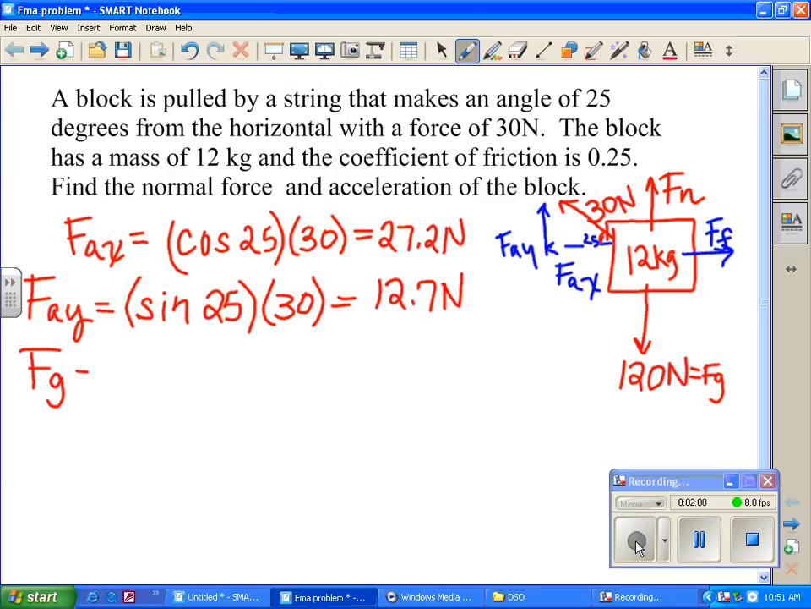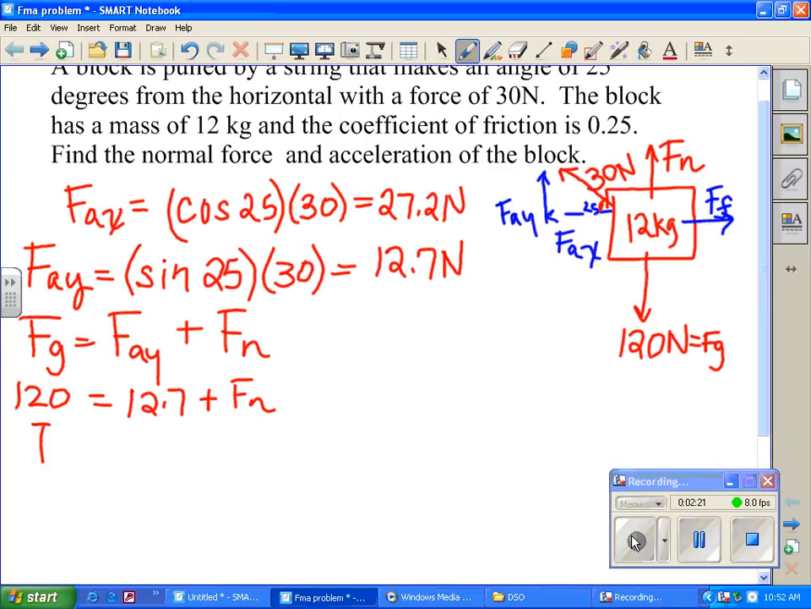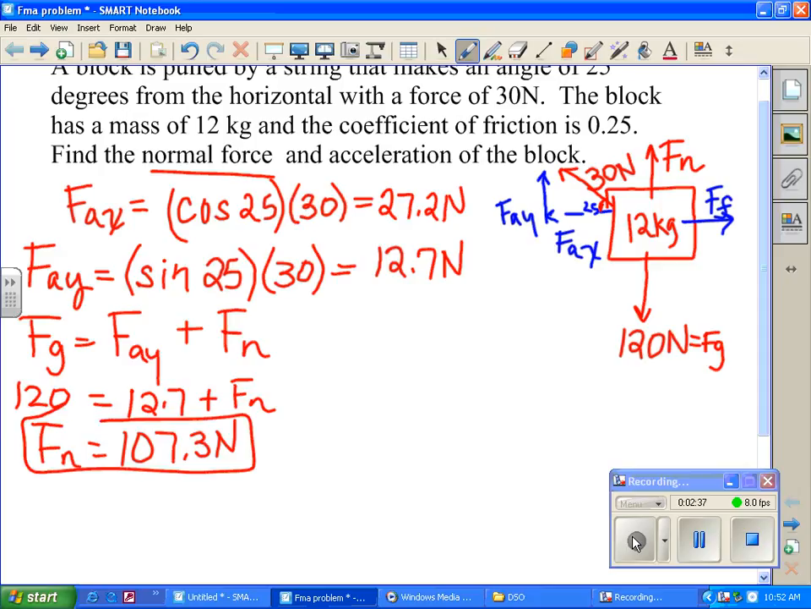Weight should equal force applied in the Y plus the support force. Okay, I know my weight is 120 newtons. My applied force in the Y I just figured out as 12.7 plus the normal force. My normal force, 120 minus 12.7, 107.3. You know, if you drop the 0.3, that's fine. Find the normal force. I found the normal force.